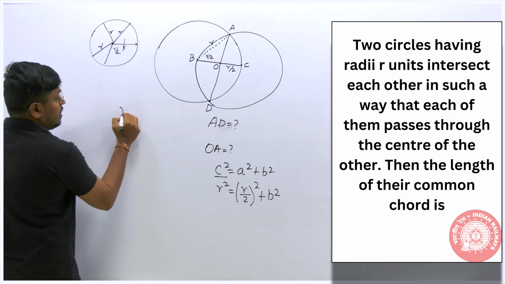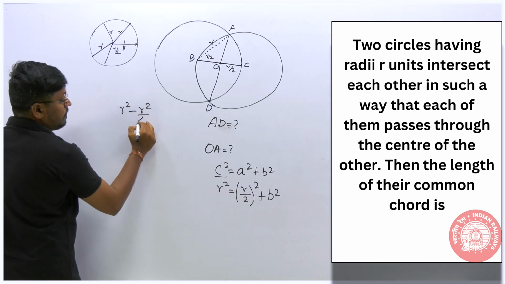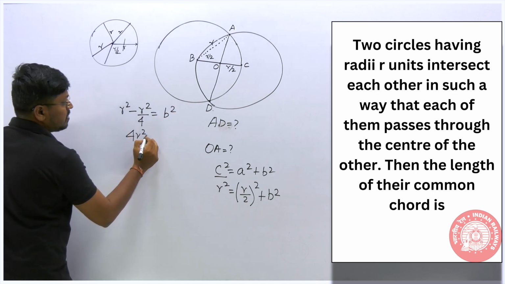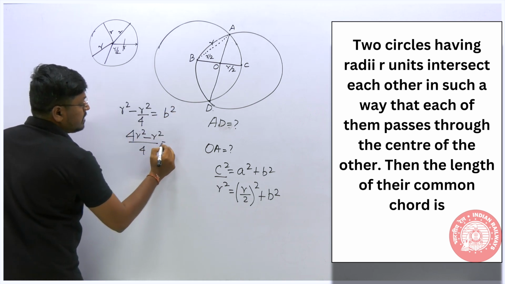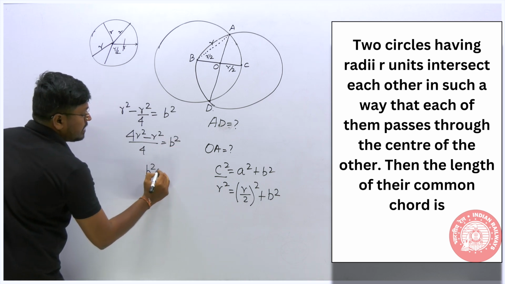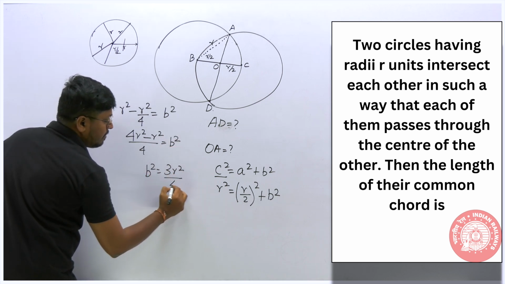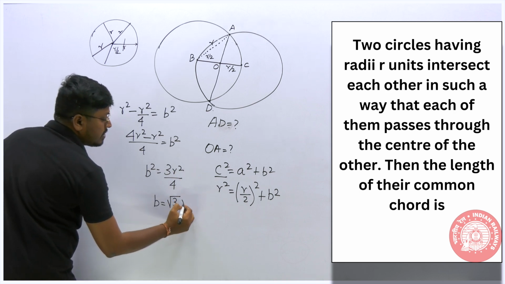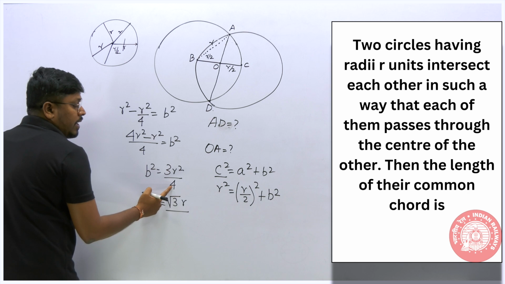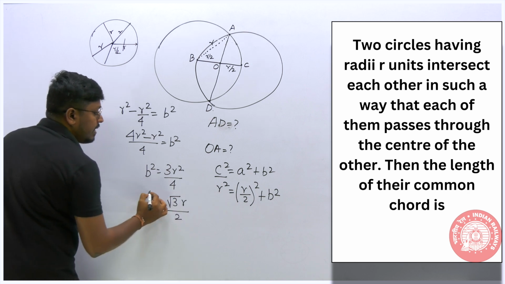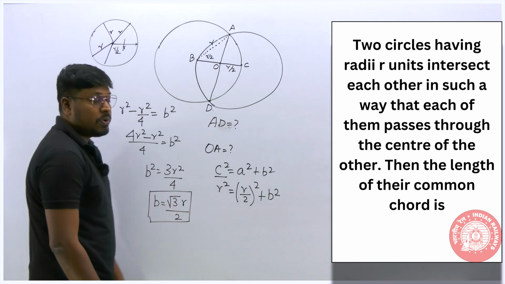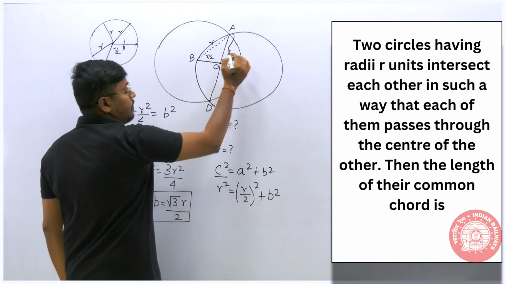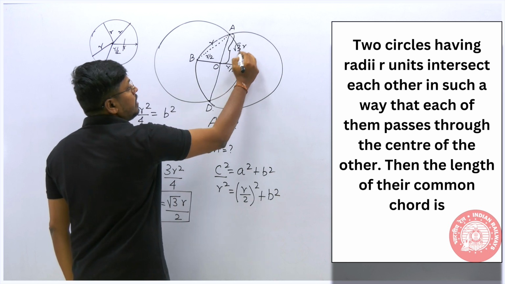So now we can solve it. r square minus r square by 4 is equal to b square. So 4r square minus r square by 4 is equal to b square. So b square is equal to 3r square divided by 4. So b is equal to, let's take a square root. The square root of r square is only r, and the square root of 4 is 2. So finally we got the value for b, which is root 3 r by 2. So this value we found here is root 3 r divided by 2.